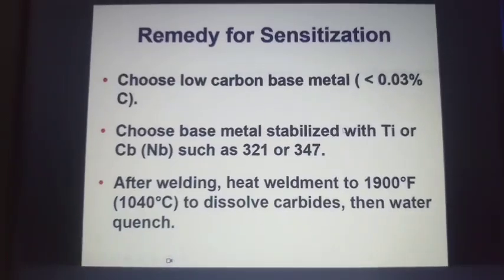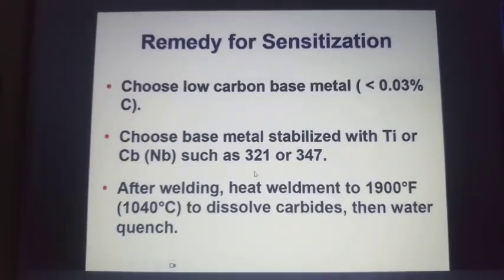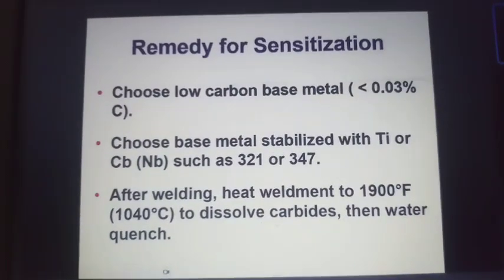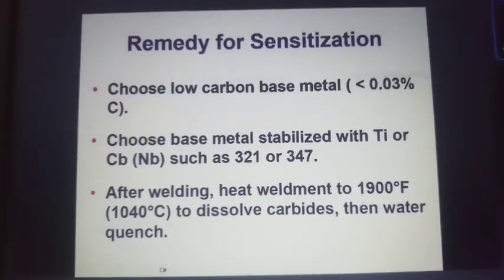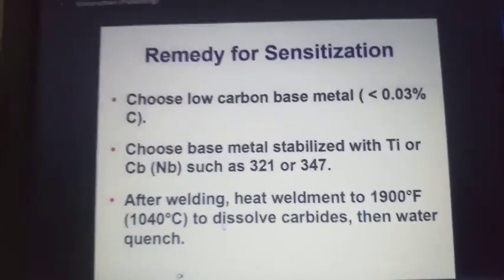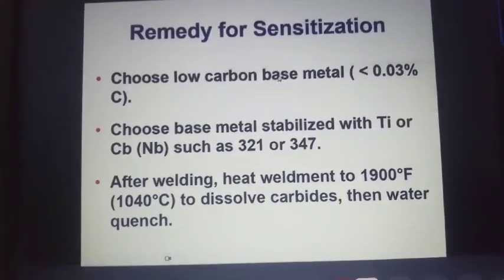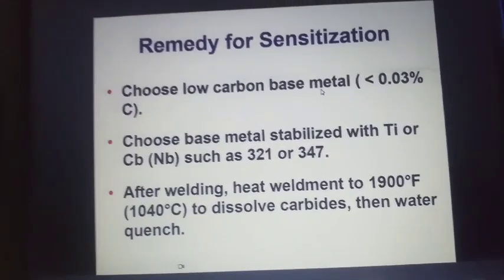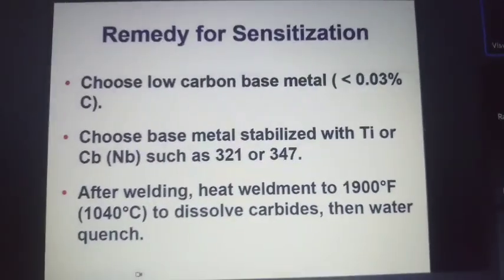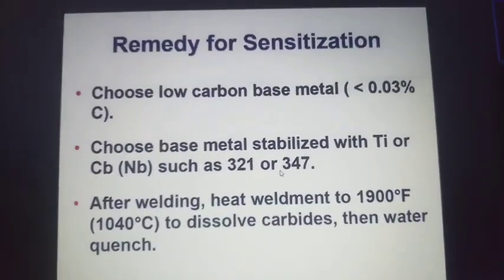And choose base metal stabilized with titanium or niobium such as 321 or 347. After welding, heat the weldment to 1040 to dissolve carbides and then water quench. But this is in a bigger component like a vessel. How can you take the vessel and weld and quench? It's not possible, right? So we either resort to low carbon stainless steel filler wire, and for high temperature application we follow 321 or 347.